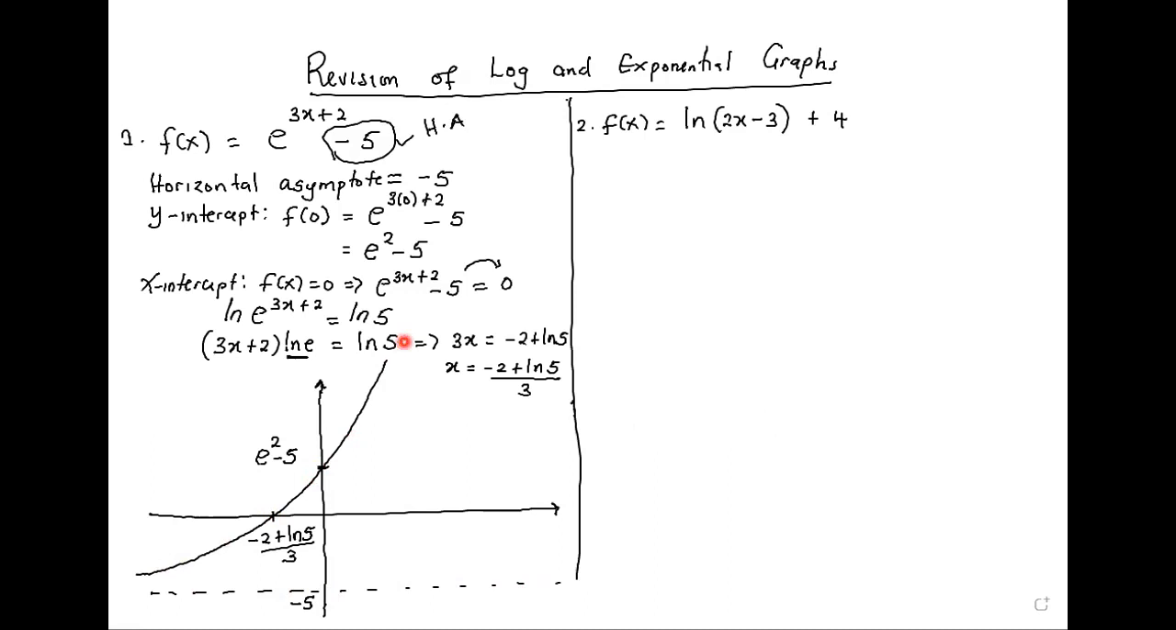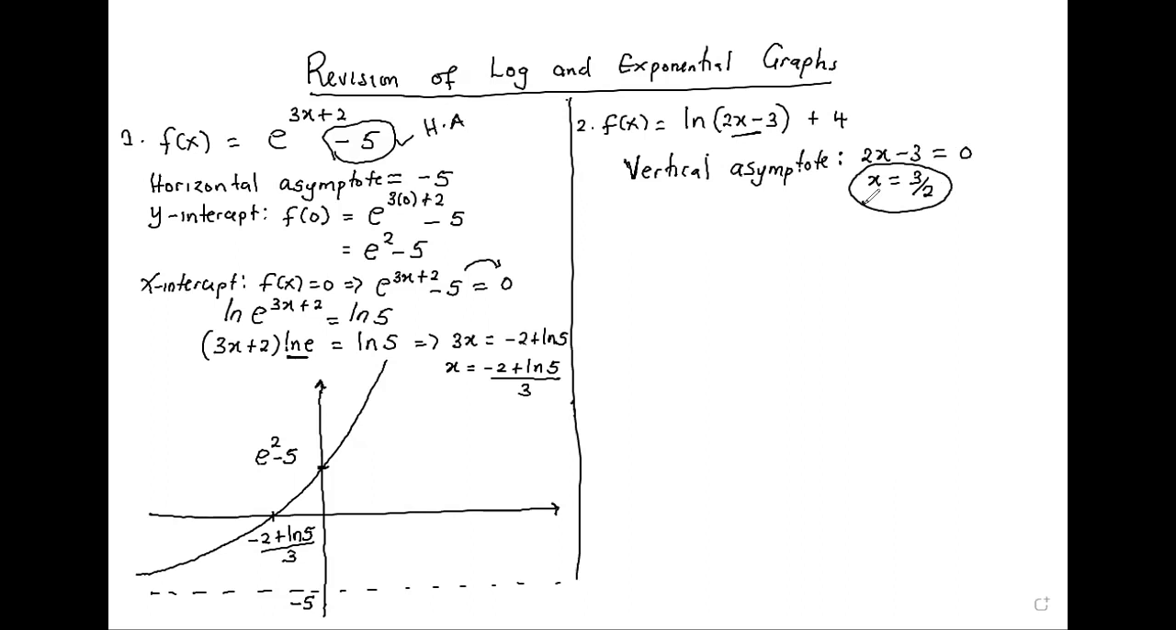Versus the log graph. For log, we have the vertical asymptote. How do we get it? We equate 2x minus 3 to 0, not the 4, okay? You equate this to 0, and then x is going to be 3 over 2. This is the vertical asymptote. Remember, the vertical asymptote is the x value.